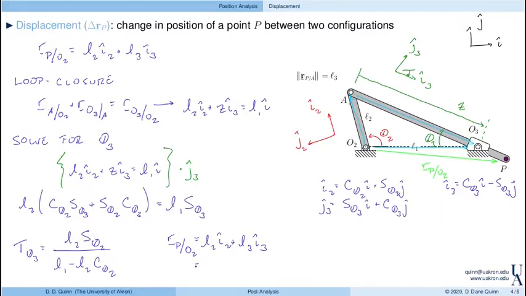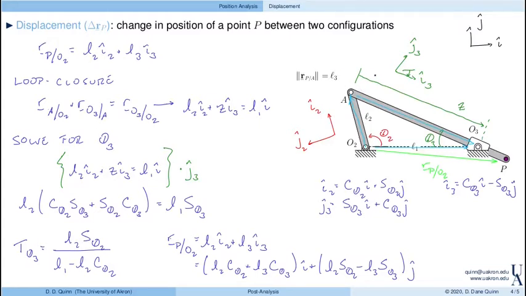And this reduces then to, so I'll take this for I2 and this for I3 and plug them in. Collect terms of I and j. L2 cosine theta 2 plus L3 cosine of theta 3 in the I direction, plus L2 sine of theta 2 minus L3 sine of theta 3 in the j direction. So again, in this case, L3 is the total length of this bar.